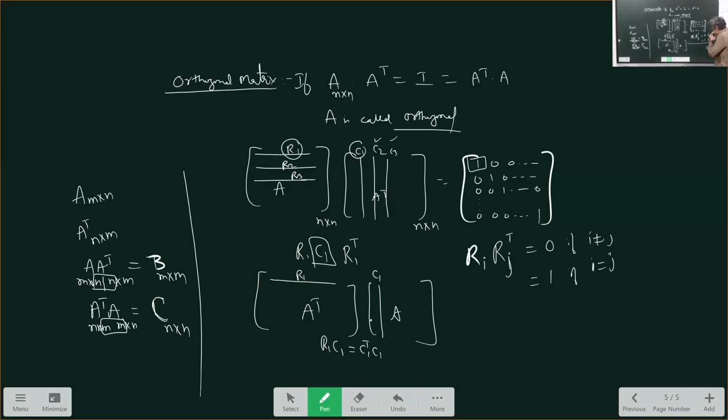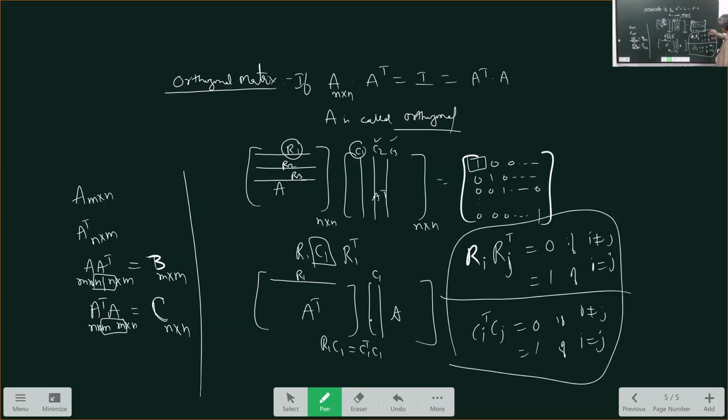Not only this, with respect to columns also I can take Ci transpose Cj, which is 0 if i is not equal to j, and equal to 1 if i is equal to j. This is the very important property we call for the orthogonal matrix. This property is called the orthogonal property, and this property we call the orthonormal property. So this is how it works.